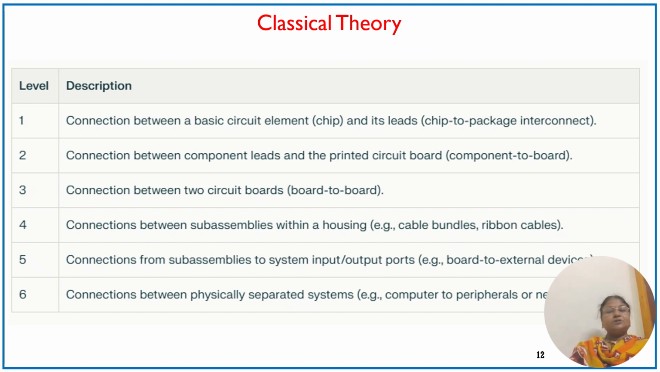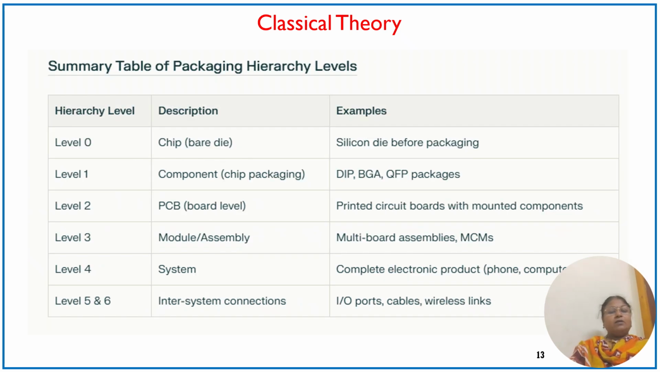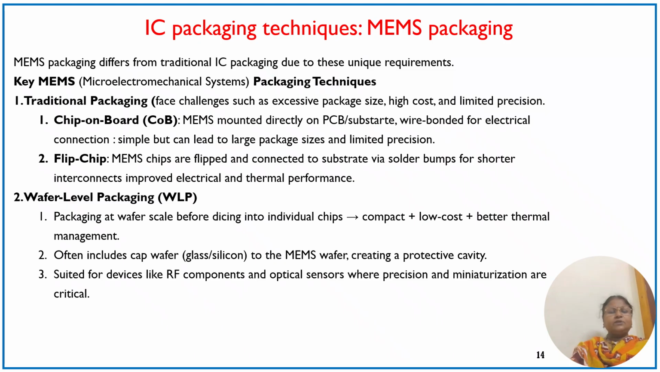So these are the descriptions being made. Level 1 component chip packaging, with dual inline, BGA, quad flat pack, which is available in all the transistor packages. So through-hole package, plastic package, a lot of vendors are doing this packaging part. Once it is perfectly packed, then we can use it for our design.